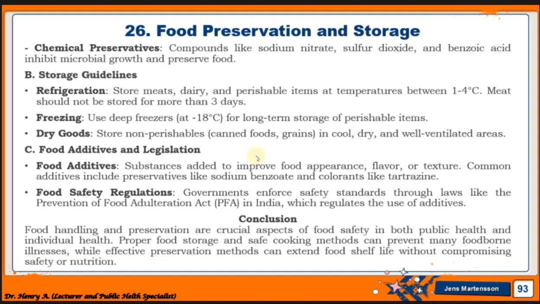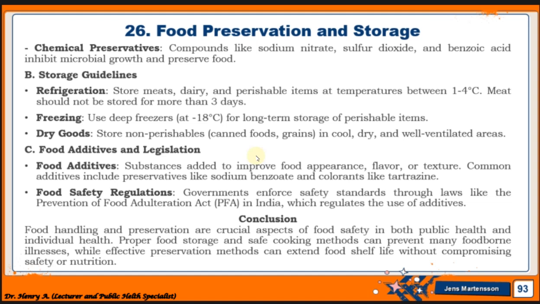Now, the second aspect under guidelines for storage is freezing. This is where you use the deep freezers. Using the deep freezers is usually between -4 degrees centigrade to -18 degrees centigrade for long-term storage of perishable items. At -18 degrees centigrade for long-term storage of perishable items.